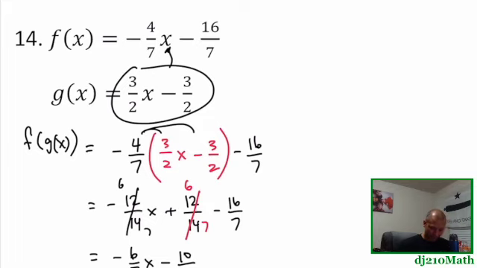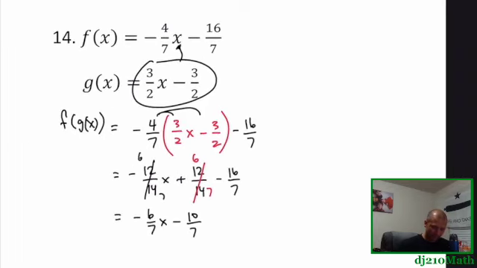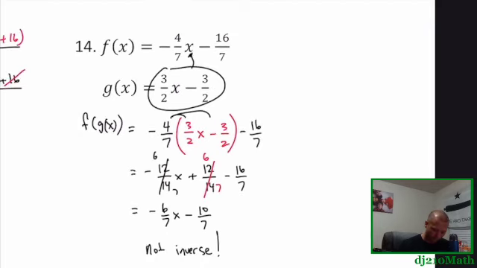At the end of the day, it's not just x, right? It's not just x. There's no reason to even work out the other composition because it's not inverses, right? It has to be x. Had it been x, we'd work out the other way and then see what would happen. But this is not inverses.